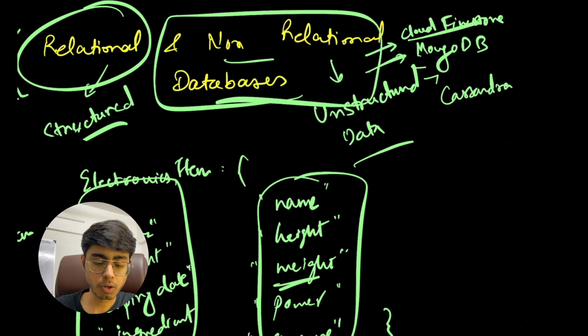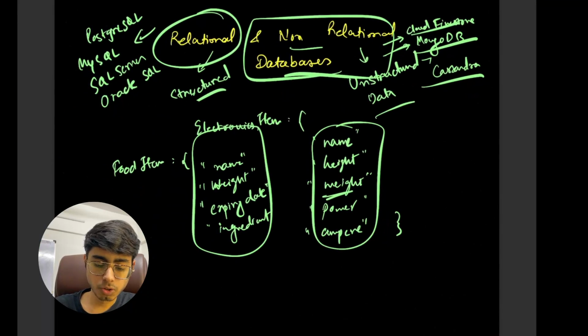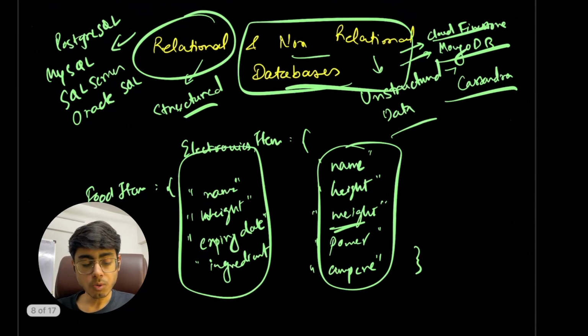So Cloud Firestore, MongoDB, Cassandra, and there are others. Now I'll come to the types of non-relational databases, then I'll tell you about AWS Neptune and various other types of non-relational databases also. Okay. So this is what relational versus non-relational means. Now here we only differentiated on the basis of structured and unstructured data, right?